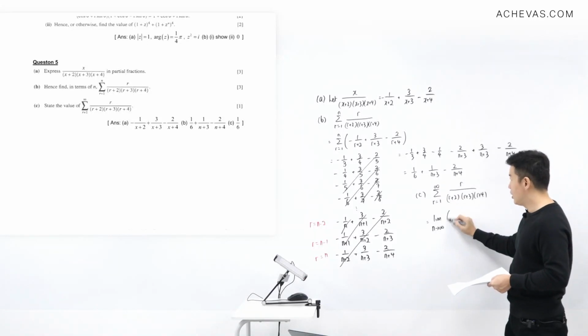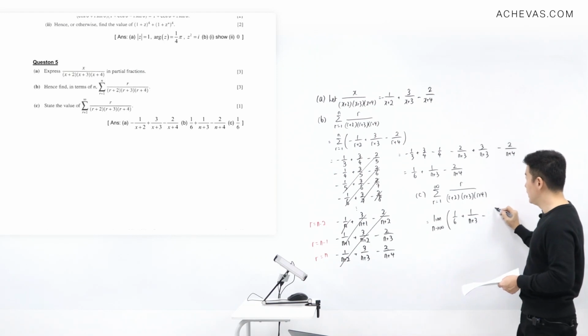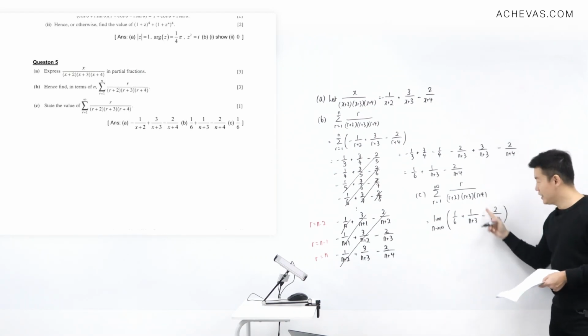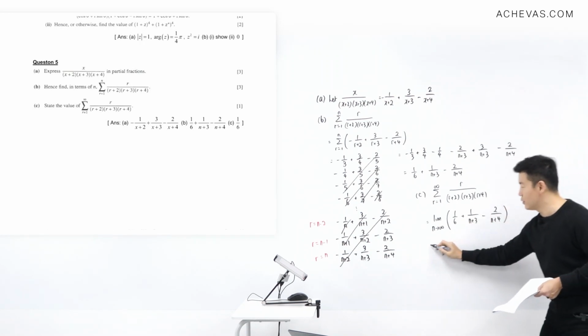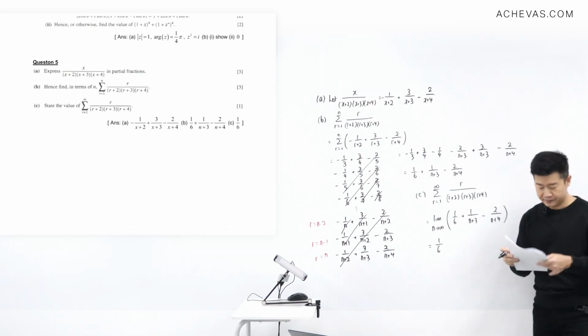Of the expression 1 over 6 plus 1 over n plus 3 minus 2 over n plus 4. So when n tends to infinity, this will become 0. This will become 0. So my final answer here is going to be equal to 1 over 6.